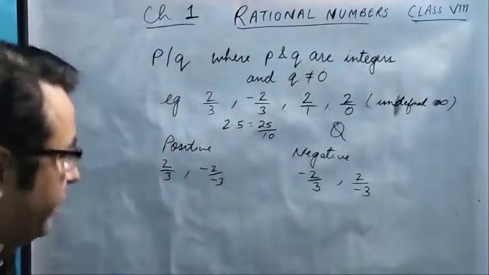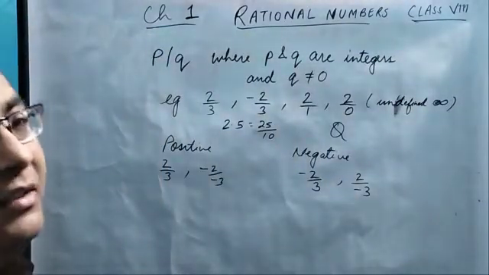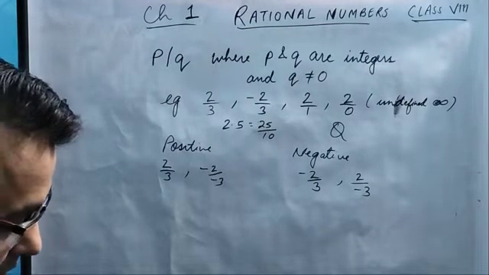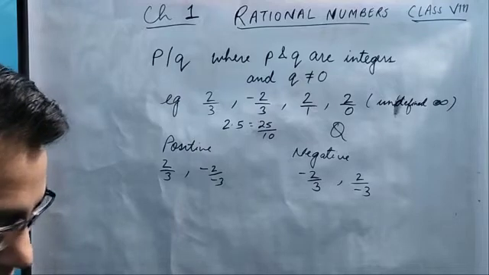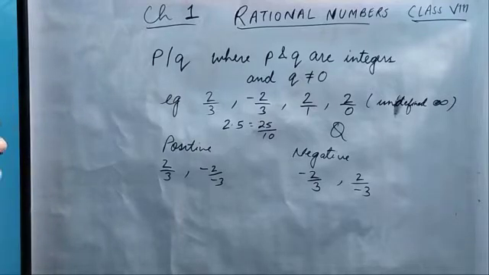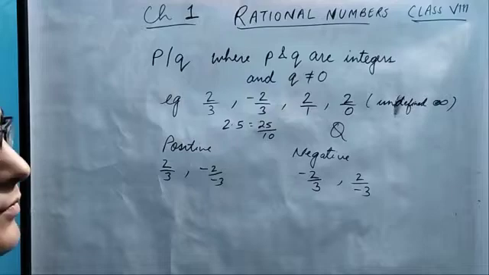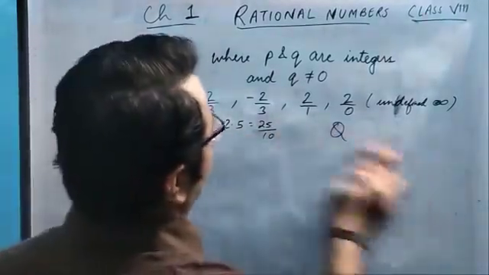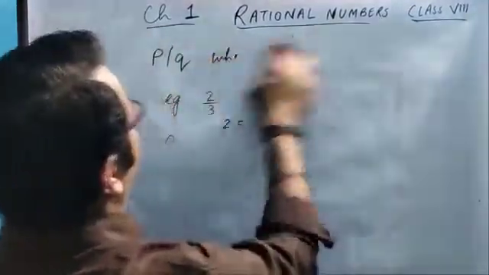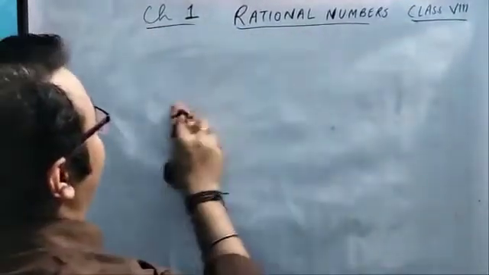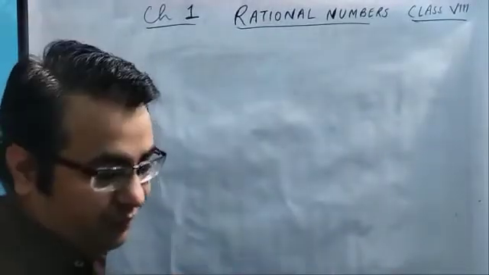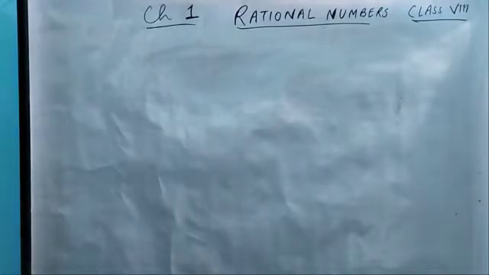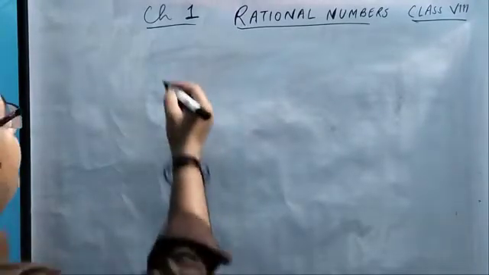Now we can also say that all the fractions are rational numbers. All the integers are rational numbers. All the whole numbers are also rational numbers. So now let's move to the next topic. Next topic of this chapter is we will study about properties of rational numbers.